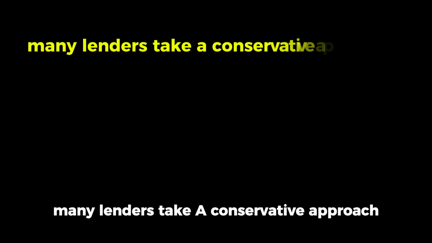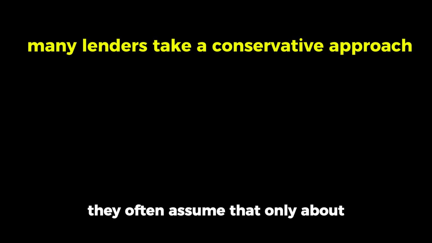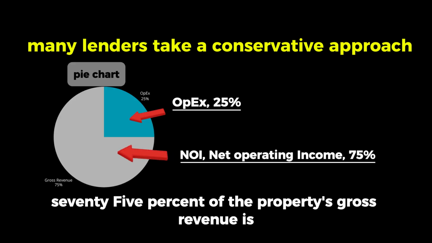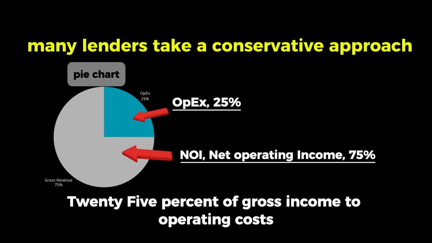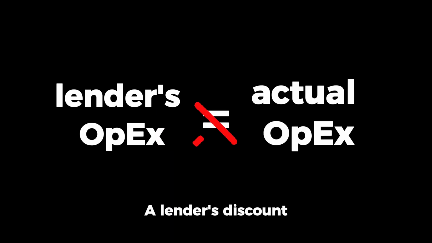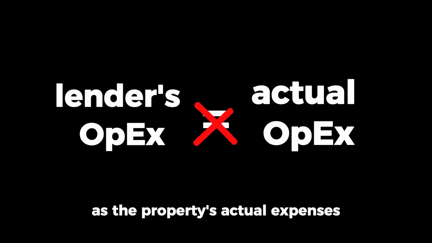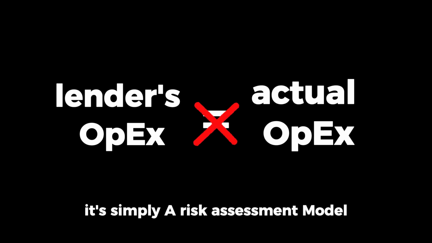In the short-term rental industry, many lenders take a conservative approach when evaluating a property. They often assume that only about 75% of the property's gross revenue is available after operating expenses, effectively allocating 25% of gross income to operating costs. But it's important to understand the difference. A lender's discount is not the same thing as the property's actual expenses. It's simply a risk assessment model.